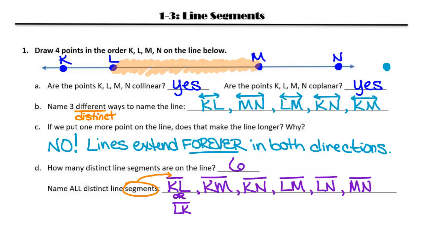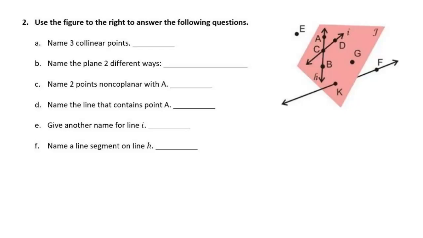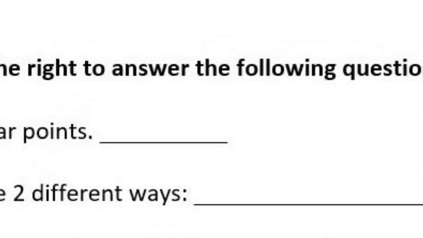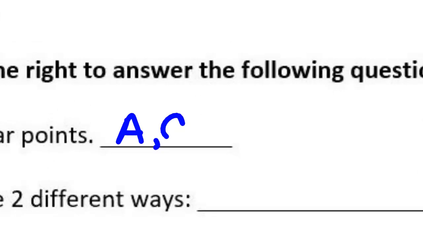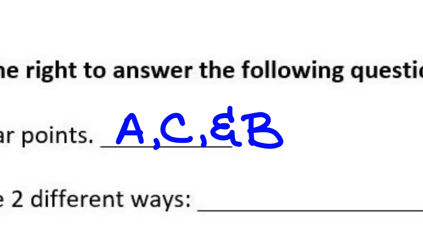All right, let's look at number 2 down at the bottom of the page. Name 3 collinear points. There is one line up here that has 3 dots on it. What are those 3 dots? B, C, and A, or A, C, and B, yes. Beautiful. Name the plane 2 different ways. What do they mean by the plane in this particular picture? How are they representing that in this picture? Yeah, it's that red or pink splotch, right? What would be the easiest way to name this plane? Plane J.